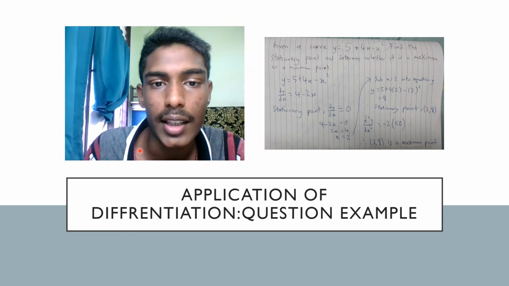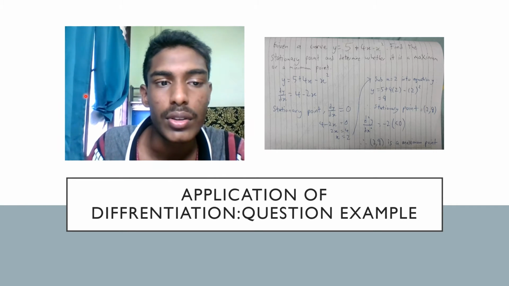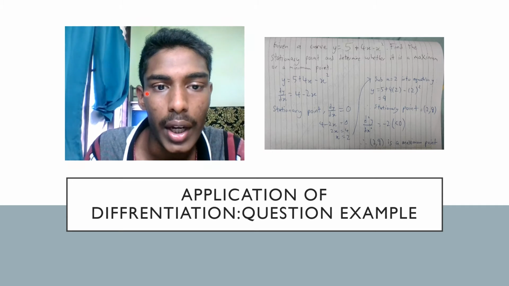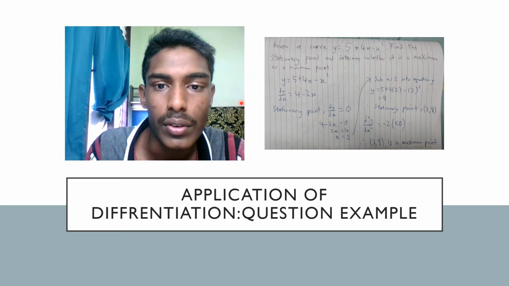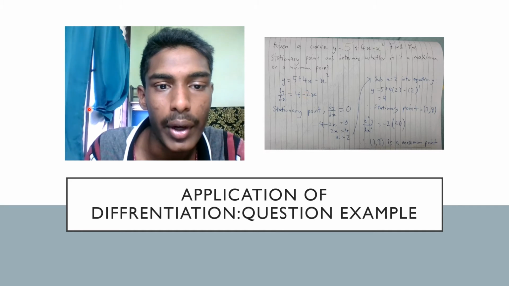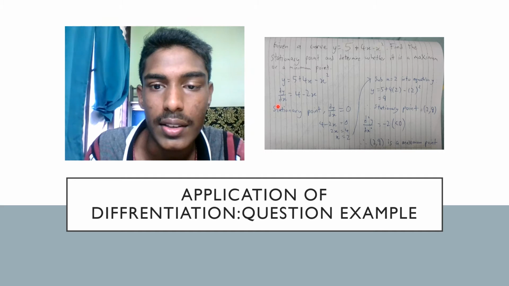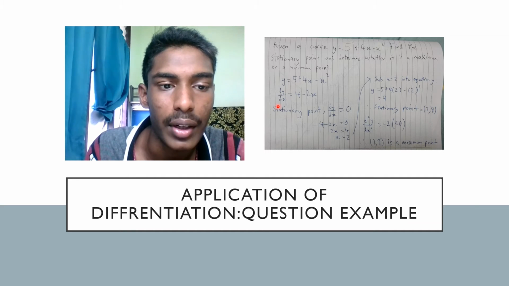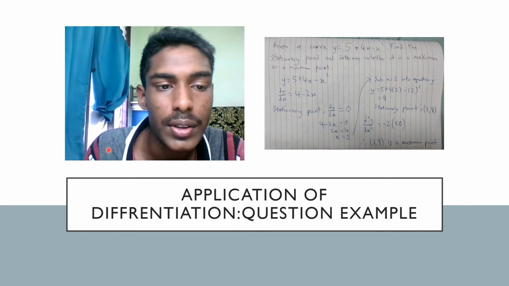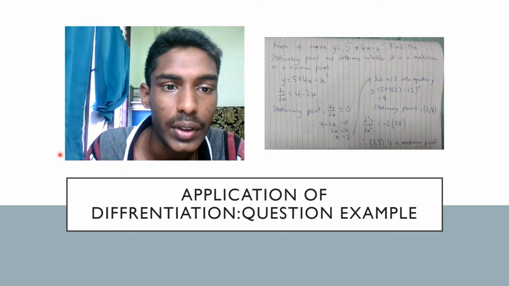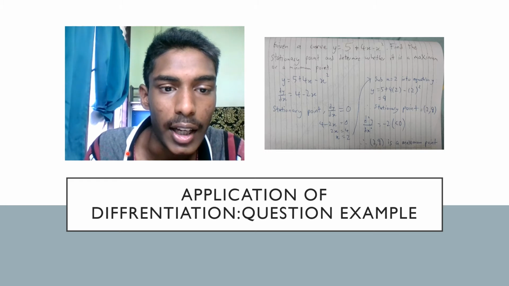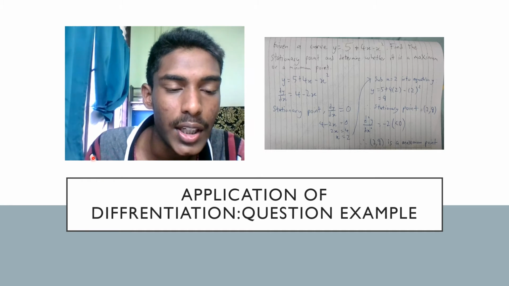Today, I would like to share about application of differentiation. Here's the example question. Given a curve y equals 5 plus 4x minus x squared, find the stationary point and determine whether it is a maximum or a minimum point. So you first write the curve equation, y equals 5 plus 4x minus x squared. Then you differentiate the curve equation, you get 4 minus 2x.